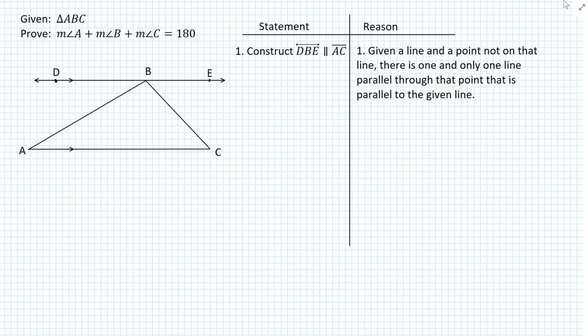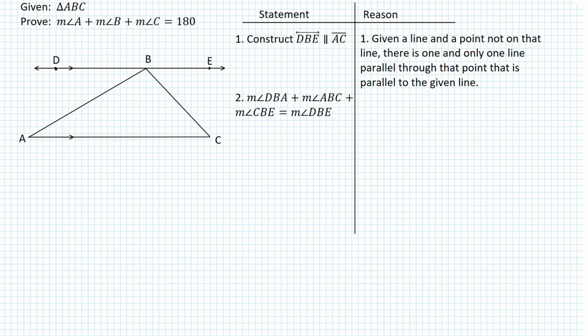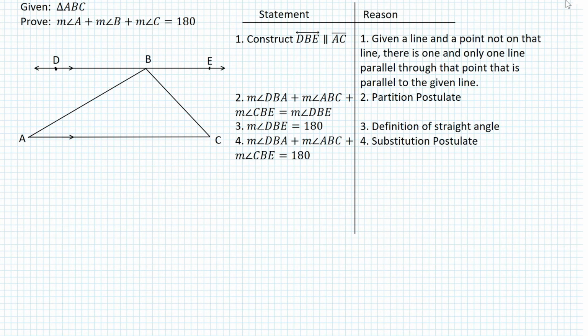So what do we notice here? Well, we actually know that this angle plus this angle plus this angle, which are angle DBA, angle ABC, and angle CBE, all add up to this big angle here. We know that is because of the partition postulate. Now, what else must be true about angle DBE? That it's 180 because it is a straight angle. So what we can do now is simply substitute step 3 into step 2 to say that the measure of angle DBA plus the measure of angle ABC plus the measure of angle CBE is equal to 180.